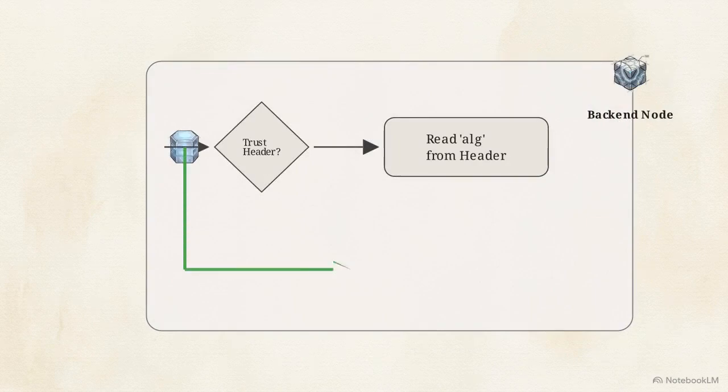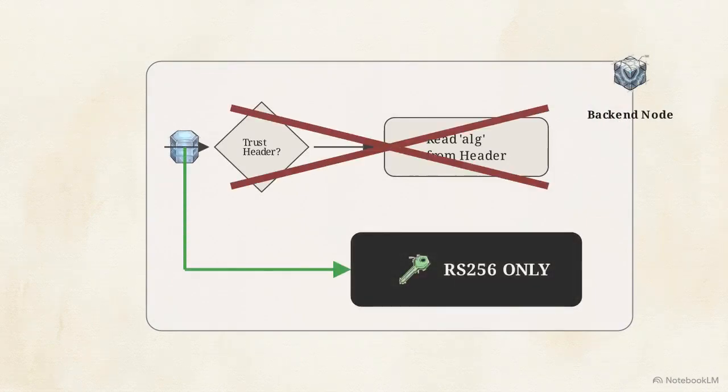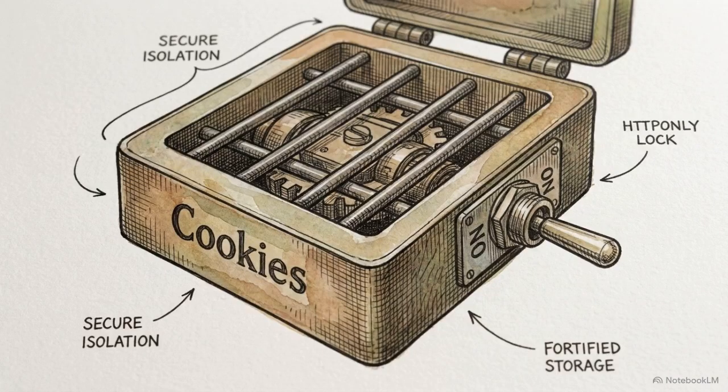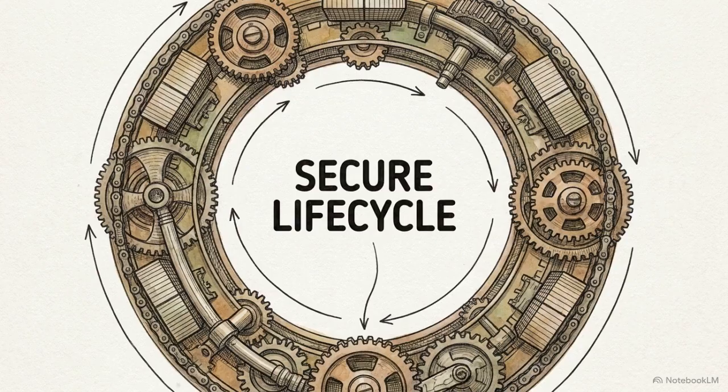Securing this architecture requires 3 specific steps. First, you must hard-code and pin the expected verification algorithm on the backend, explicitly rejecting any algorithm headers provided by the token. Second, sensitive tokens should be stored exclusively in HTTP-only cookies to mitigate XSS theft risks. Third, to solve the revocation problem, the architecture must implement refresh token rotation.